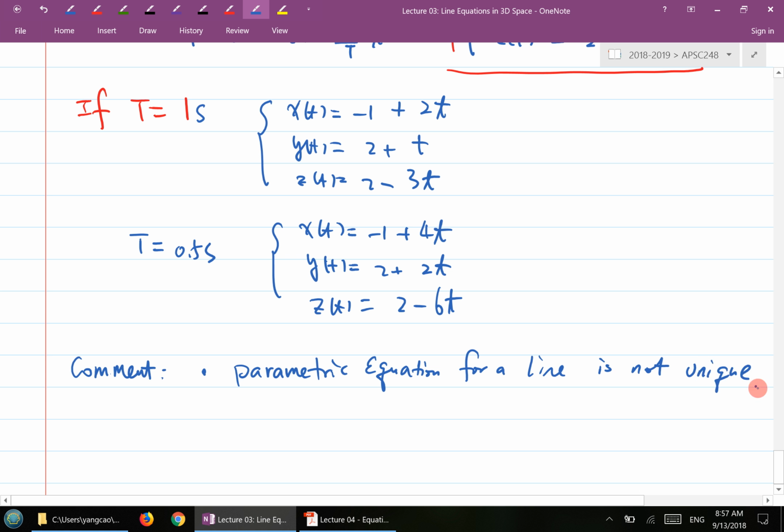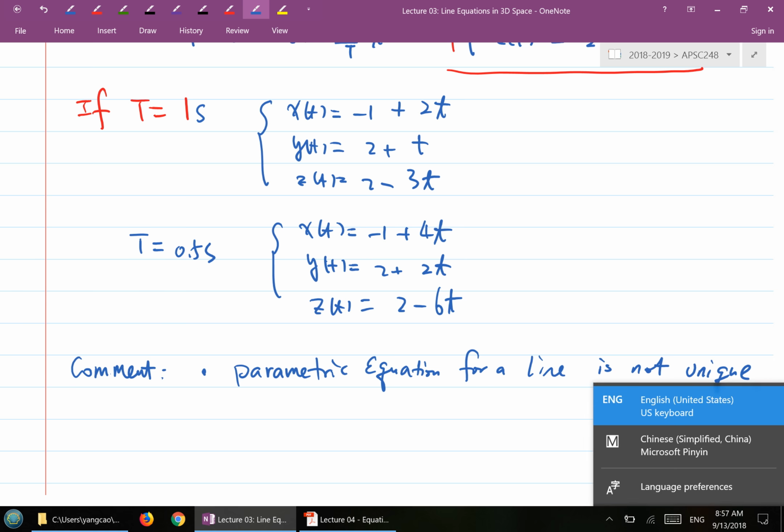It's not unique. As a matter of fact, you have an infinite number of ways, an infinite number of equations to describe the same line, an infinite number of parametric equations. Because when you change the t to different numbers, you get completely different parametric equations.